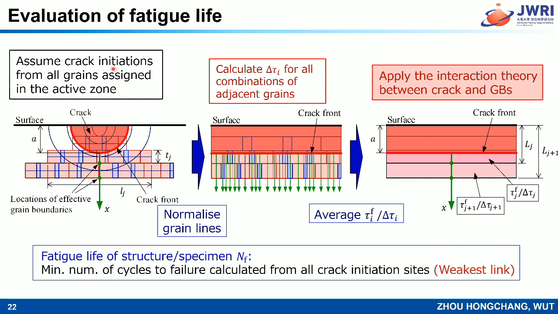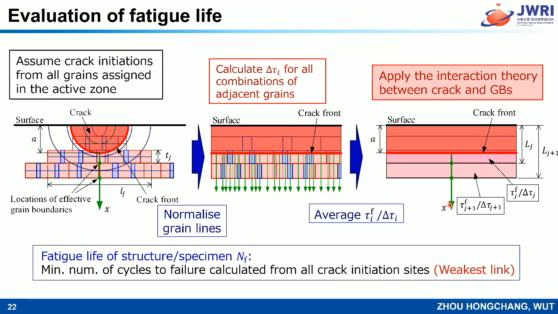Firstly, we assume the crack initiation from all grains assigned in the active zone. So, for example, if there are thousands of grains on the surface, we will repeat this procedure 1,000 times. And then we calculate the delta tau, that is the driving force for the adjacent grain, and calculate the average delta tau divided by the tau F, that is the crack driving force divided by the crack resistance force. And finally, we can make this simple model.